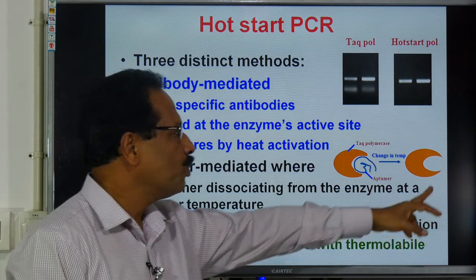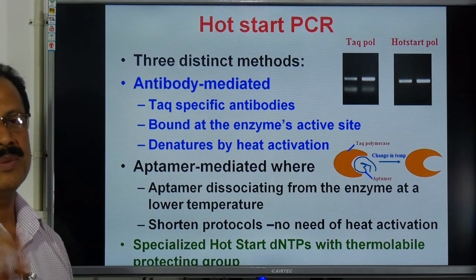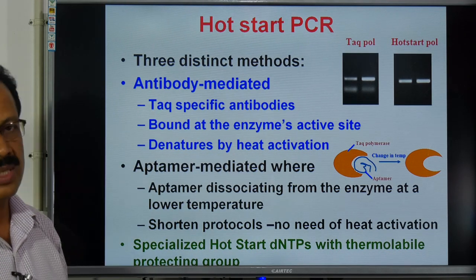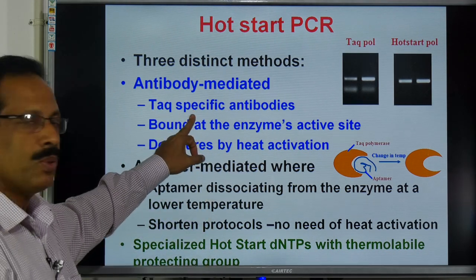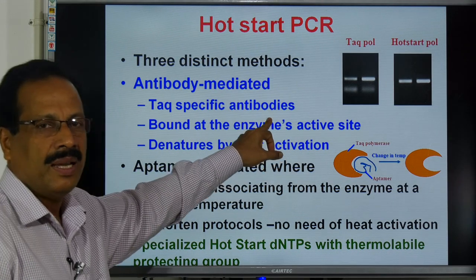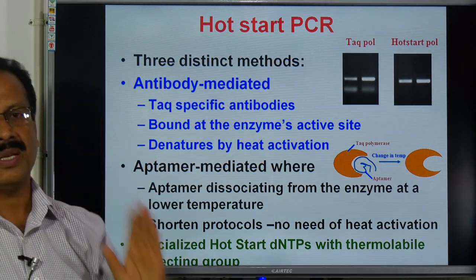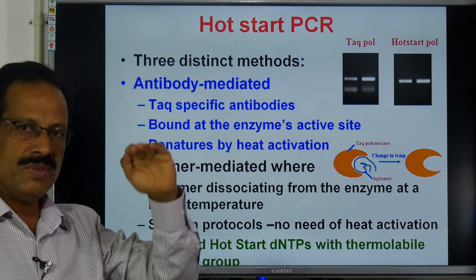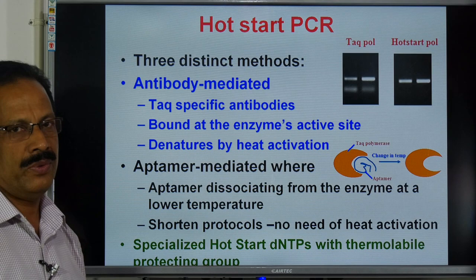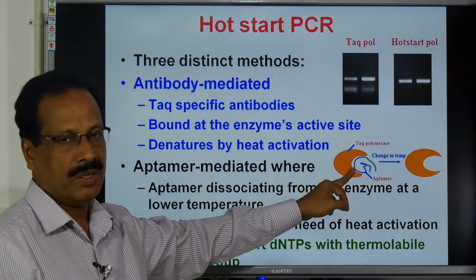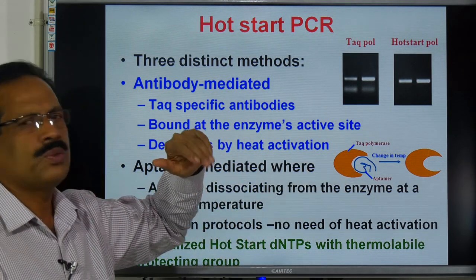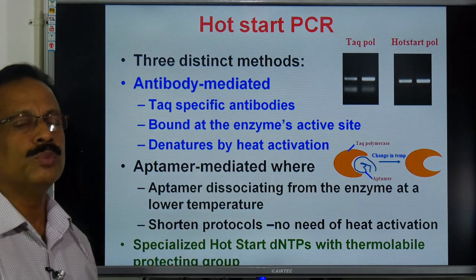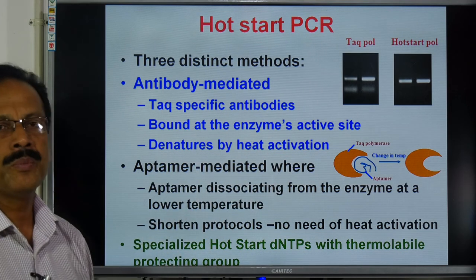Then when the aptamer is removed and the enzyme site is free, the enzyme becomes active. The aptamer is slightly better than antibody-based hot start, because in the antibody-based hot start you have to heat the enzyme for a certain period of time. Because when you heat this enzyme, even though it is stable, its activity decreases slowly. So you can avoid that when you are using aptamer. You don't need to heat too much to remove this aptamer. A slight increase in temperature can remove it, and then the enzyme becomes active.